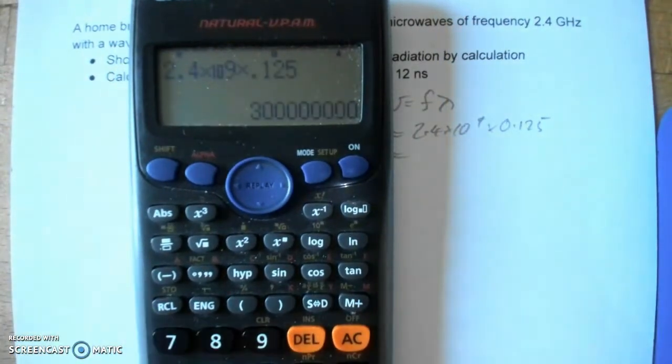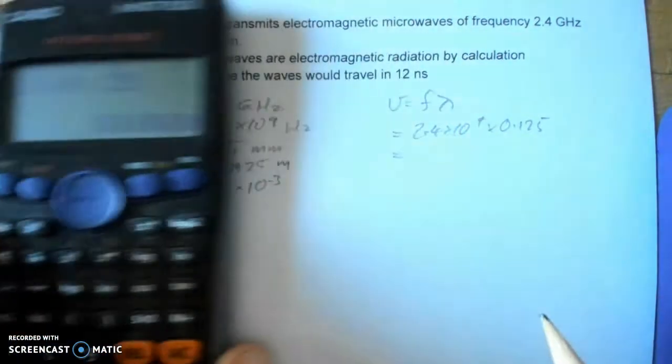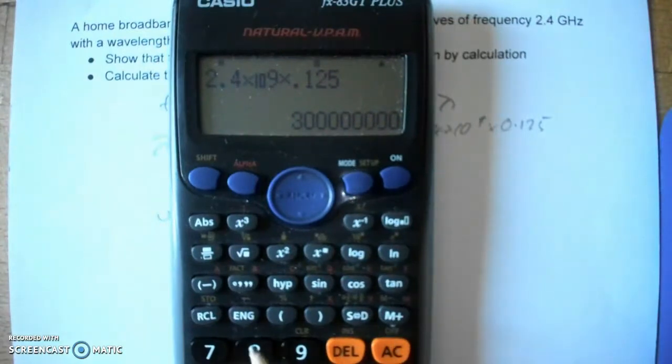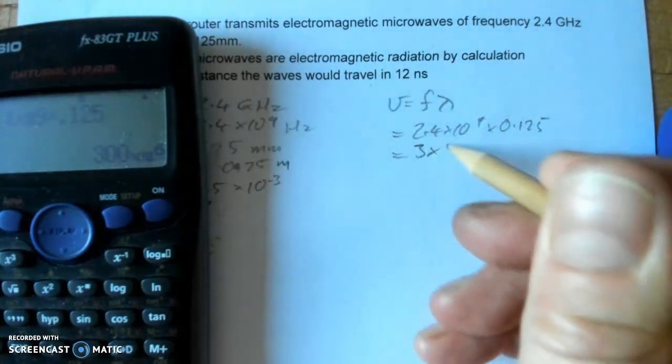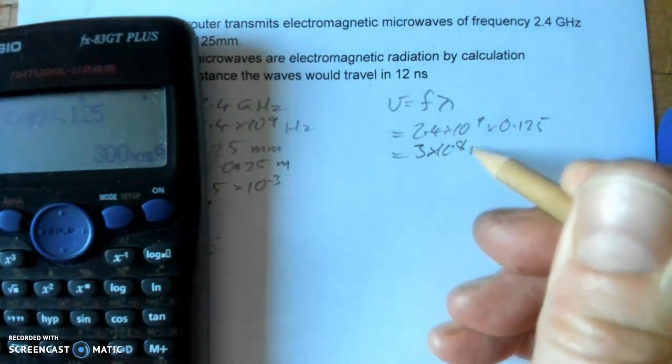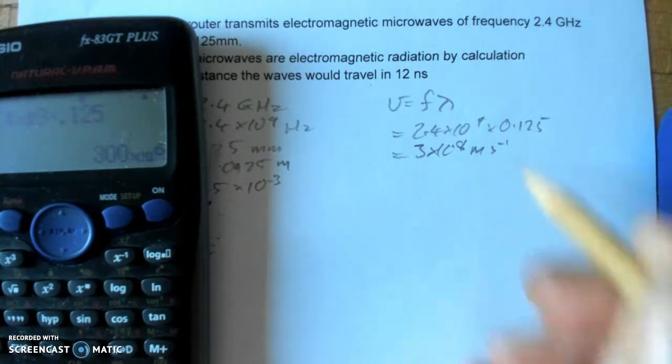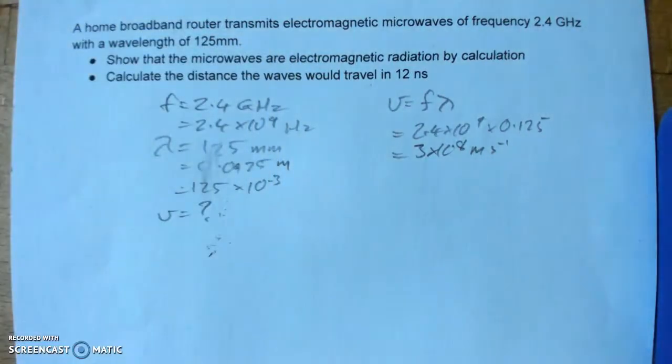Press equals, and hey presto, we've got 300 million, which is the same as 3 times 10 to the power 8. You can actually use this eng key to put it into 300 times 10 to the power 6 if you want to, just to make it easier for you. So 3 times 10 to the power 8 meters per second, and therefore it is in the electromagnetic spectrum.